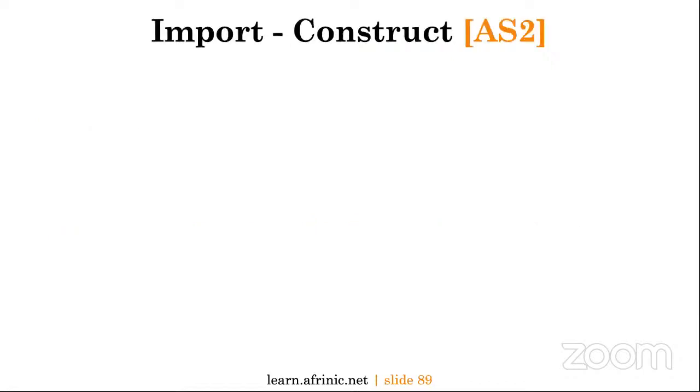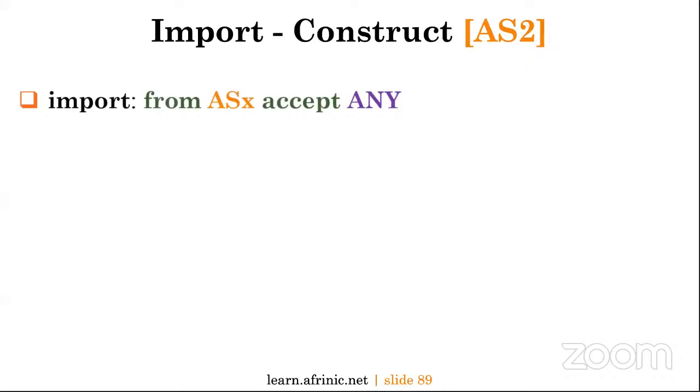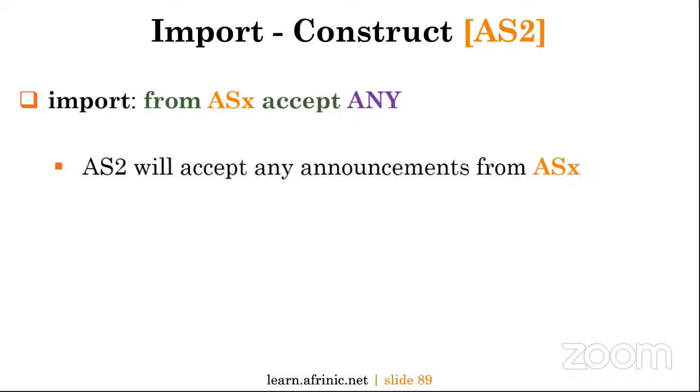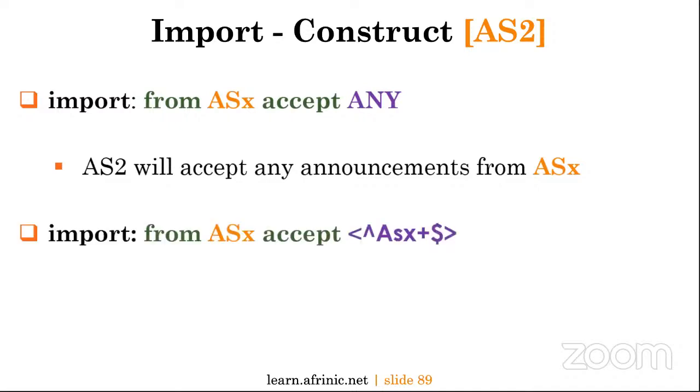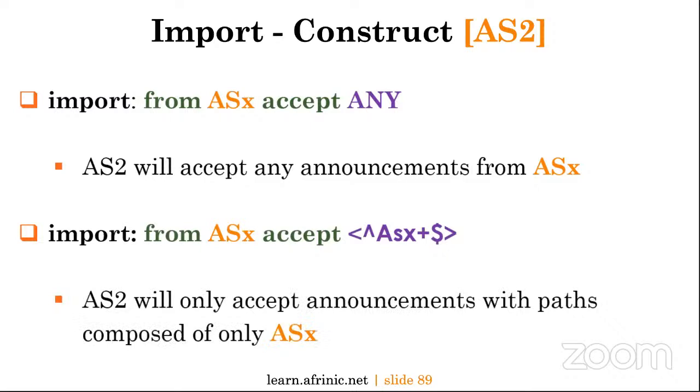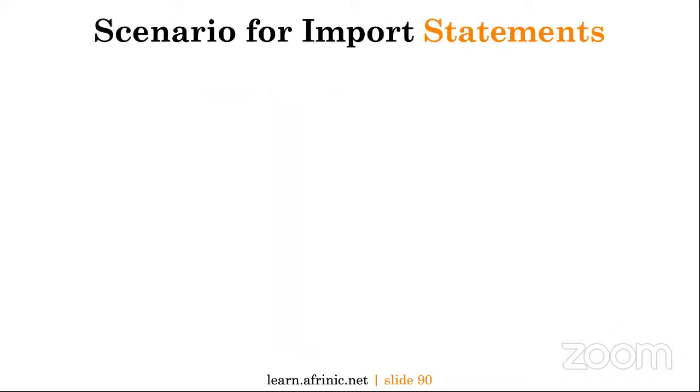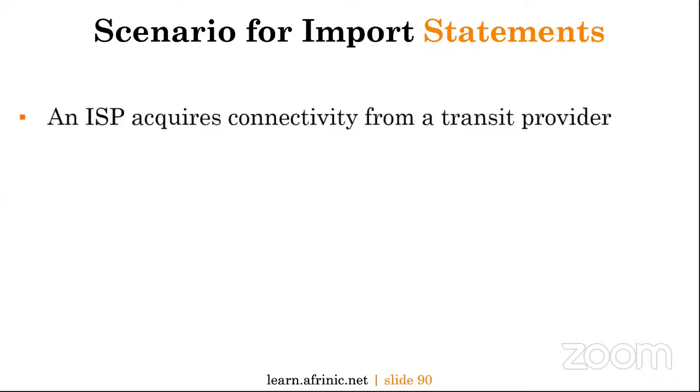All right. So the import construct for AS2, an example here: import from ASX accept any, meaning that AS2 will accept any announcement from AS whatever X, whatever it is. And the same thing here with the regular expression I already mentioned. Like I said, it could be a bit confusing with regular expressions. Some other policies you might see. You will get the slides after the webinar anyway, so you'll see some of the references to the tools you can use to generate your regular expressions.